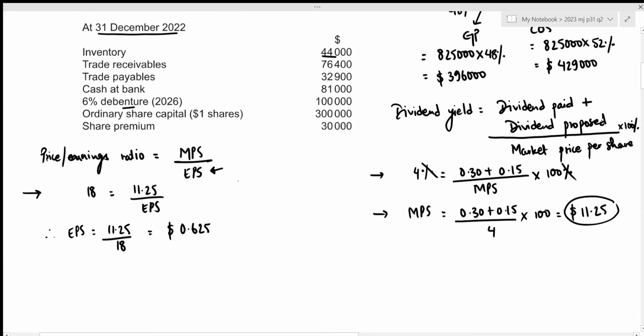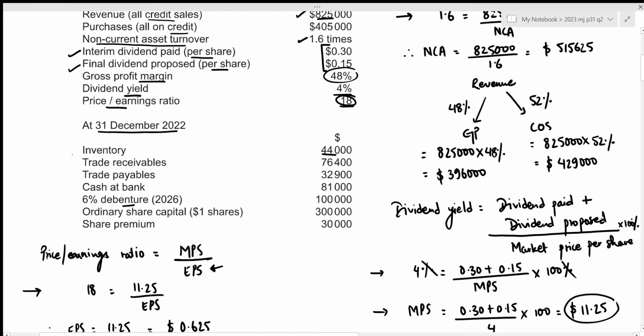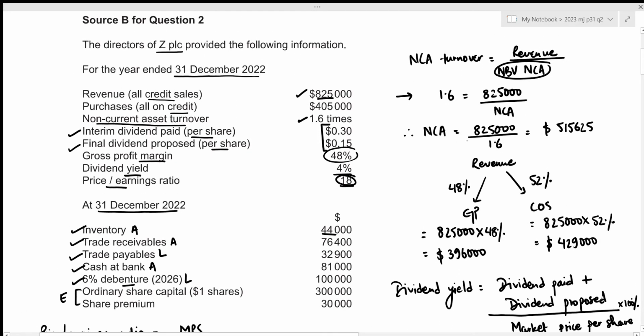Let's have a look above. So we were given inventory. This is an asset. We're given trade receivables. This is also an asset. We're given trade payables. This is a liability. We're given cash at bank. This is an asset. We're given 6% debenture, which is also a liability. And these two are part of our equity. So we do not need to include these two while calculating our net assets. And also remember that we calculated the value for our non-current assets with the help of our non-current asset turnover ratio. So we also need to include this value under our asset.